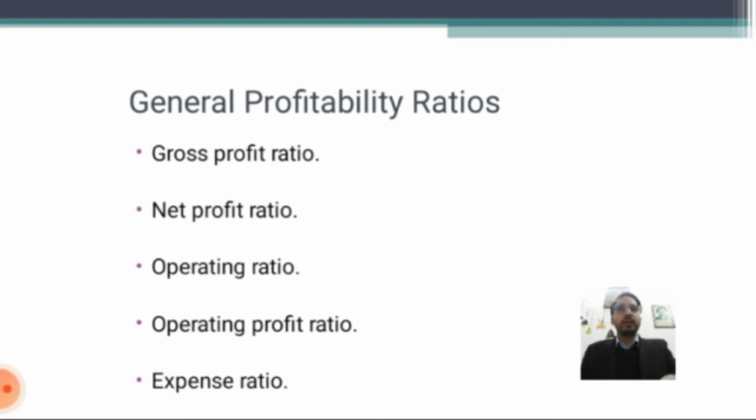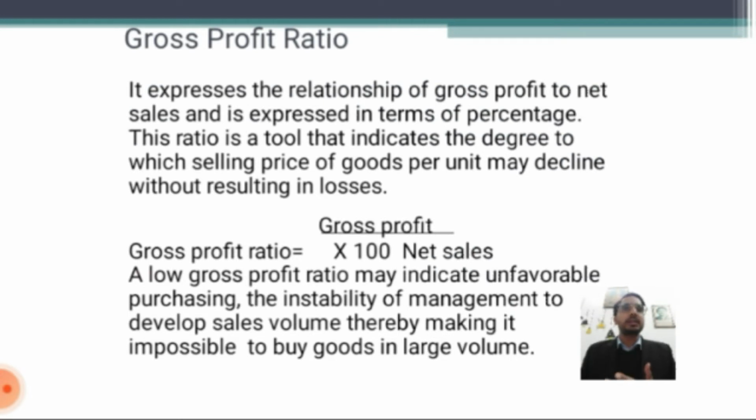First one, gross profit ratio. It establishes the relationship between gross profit and sales. Gross profit is the result of sales and cost of goods sold. It expresses the relationship of gross profit to net sales in terms of percentage. The ratio is a tool that indicates the degree to which the selling price of goods per unit may decline without resulting in a loss.